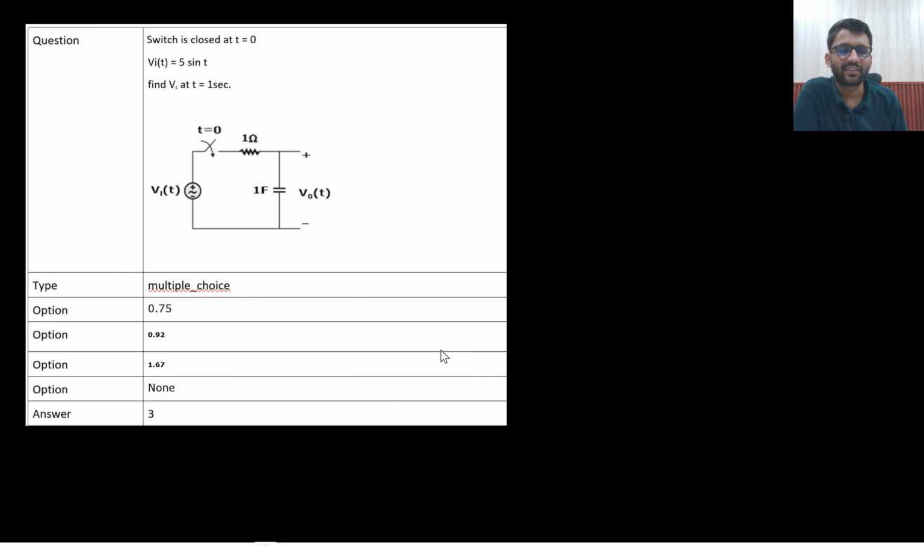This question is based on the sinusoidal steady state analysis of an RC circuit. Here the input is not DC. The input is sinusoid, 5 sin t.